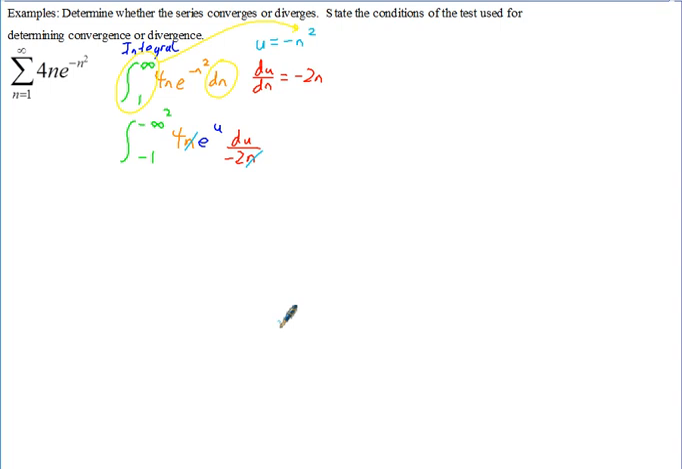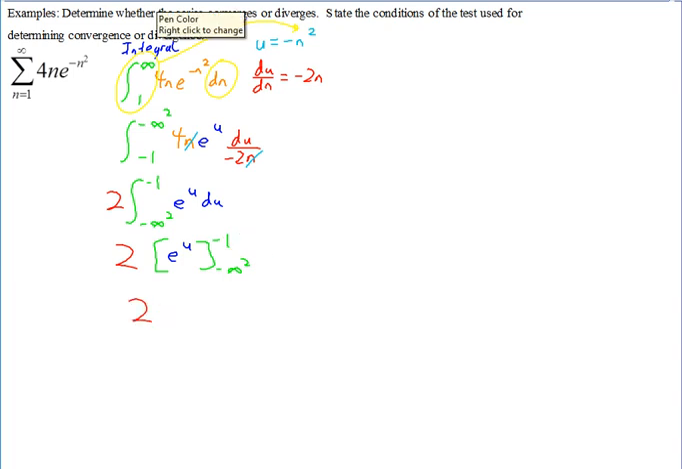You can pull out a negative 2, but notice what happened. These limits are also now in the wrong order. So if you want, you can get rid of that negative by flipping this to be from negative infinity squared to negative 1. The 2 would now go on the outside. We got rid of the negative because we flipped it. And now we just have e to the u du. So then we have 2. When you integrate e to the u, that's the one that stays the same, just e to the u, from negative infinity squared to negative 1. So we have 2 times e to the negative 1 minus e to the negative infinity squared.